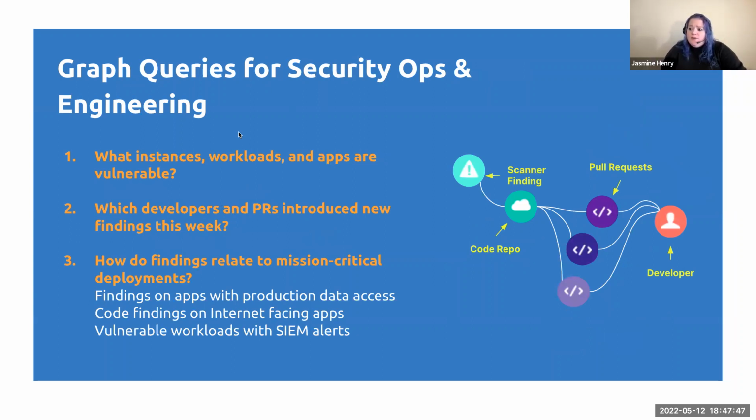What workloads are vulnerable? Who's creating security issues? And I think this is the biggest one: how do all of these issues, these 120,000 findings, actually relate to mission critical deployments? Is this a tier 1 customer, or is it the CEO's personal test server, which was actually something I had at a former employer? How does the scanner finding relate to the code repo, the pull requests, and the user?